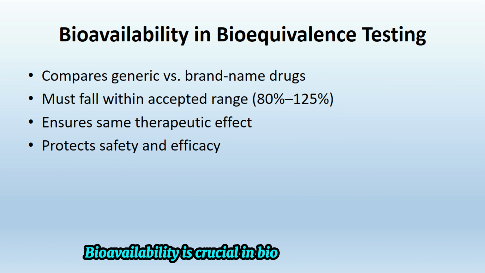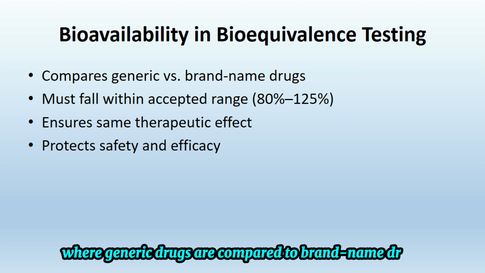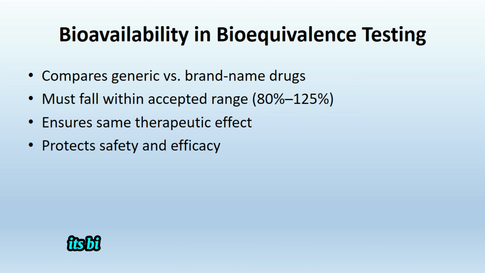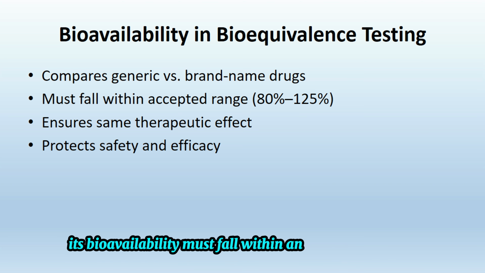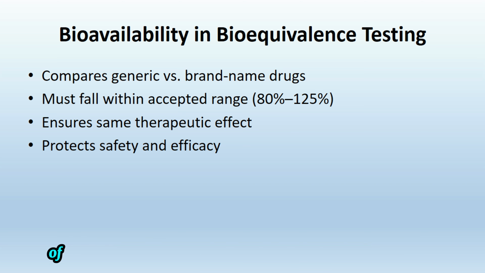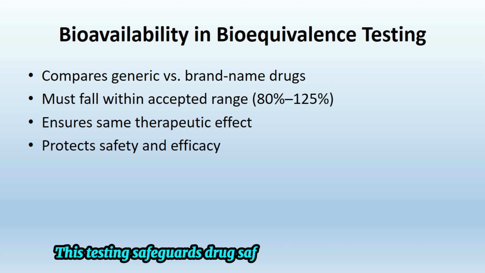Bioavailability is crucial in bioequivalence testing, where generic drugs are compared to brand-name drugs. For a generic to be considered bioequivalent, its bioavailability must fall within an acceptable range, typically 80% to 125% of the original, ensuring it delivers the same therapeutic effect. This testing safeguards drug safety and efficacy for patients.